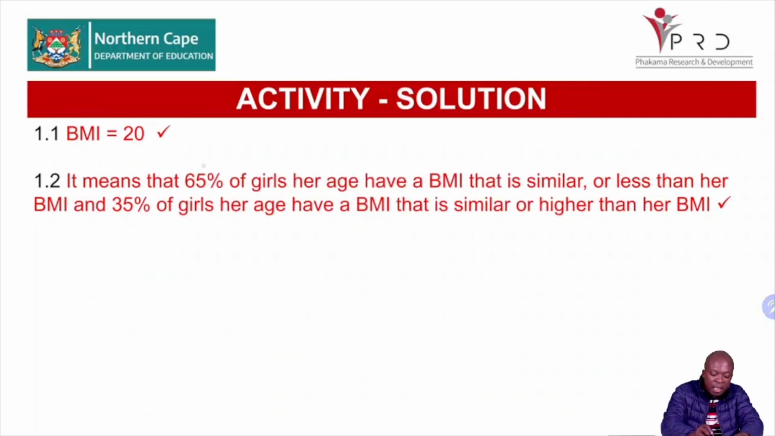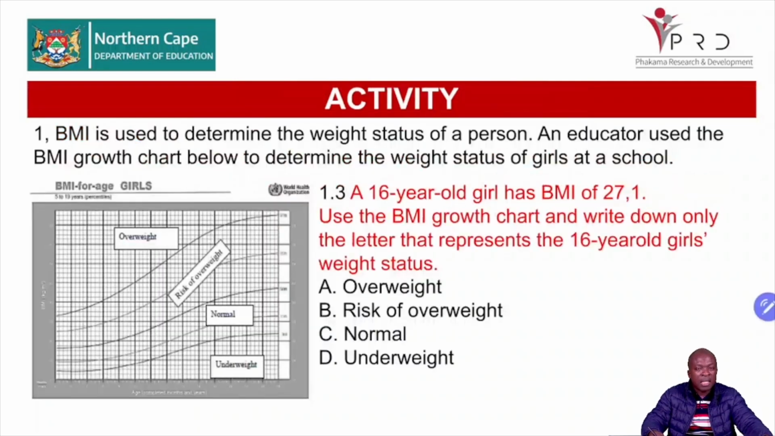For 1.2, they are saying that it is plotted around the 65%. The long story short is that the value the examiner gave you, you must make sure in the end you get 100. Meaning if the examiner gives you 50, the other value must be 50. If they give you 70, the other value must be 30. It must always add up to 100. That's why you see 65 and 35 here. Then you'll be saying it means 65% of girls the same age, their weight is below that child, and 35% of those learners, their weight is above. So what we are looking for is 65% below the weight and 35% above the weight. That's how you answer the question.